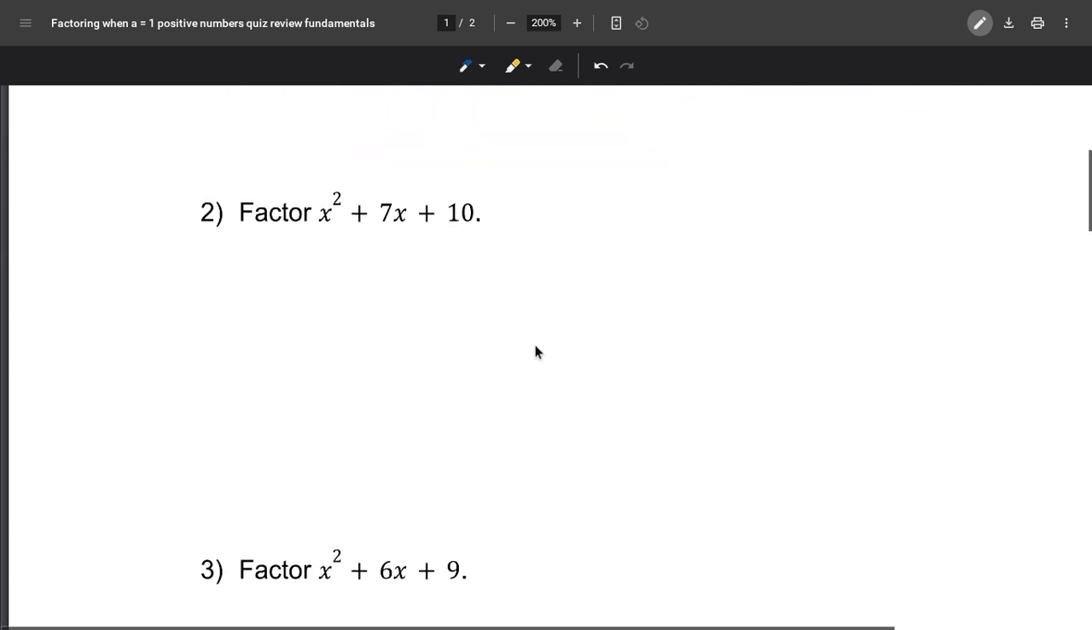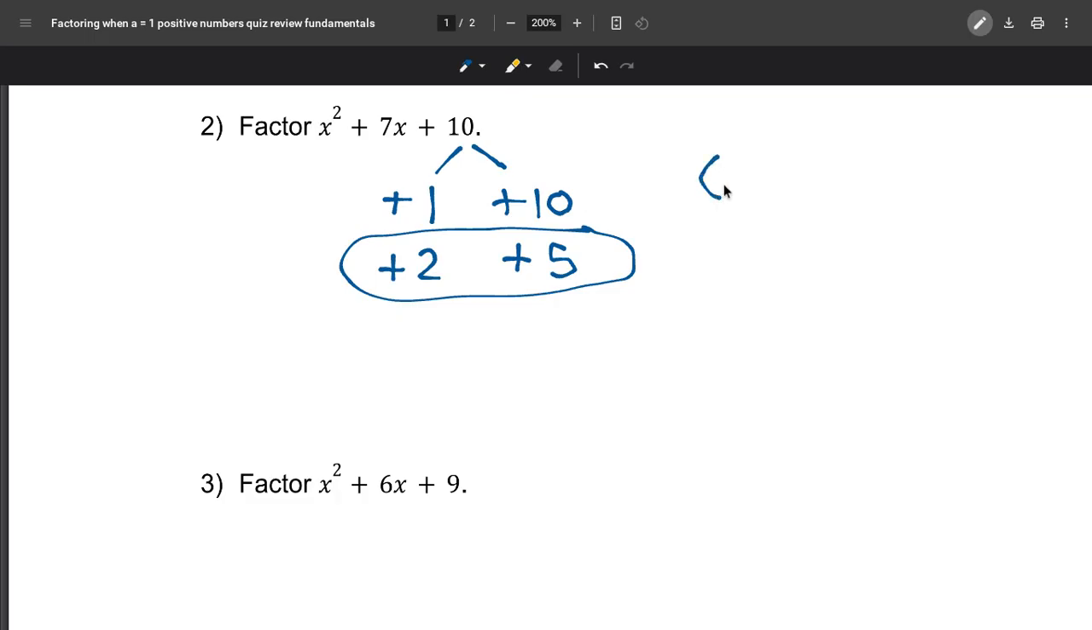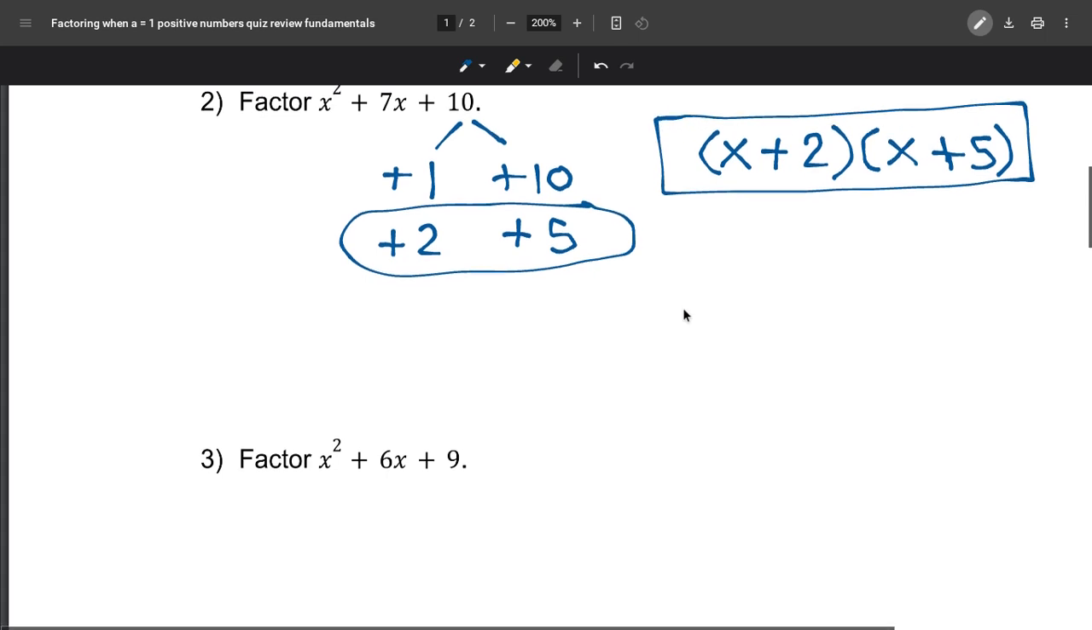All right, so this next one we're going to factor x squared plus 7x plus 10. So again, we'll list out the factors of 10 that are positive because we have a plus here and a plus here, right? So we have positive 1 times positive 10. And we could also multiply positive 2 times positive 5 to get positive 10. And if we look at these two, if we add 2 plus 5, we get 7. So this is the pair that's going to work for the second problem. So we're going to write this in factored form as x plus 2 times x plus 5. Okay, and that's our solution for that one. Let's take a look at problem 3.